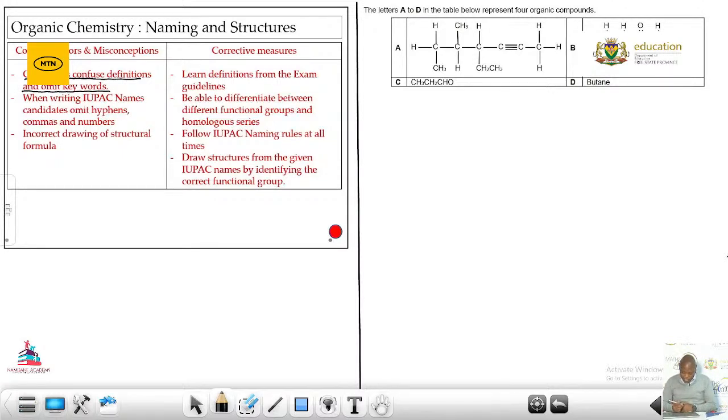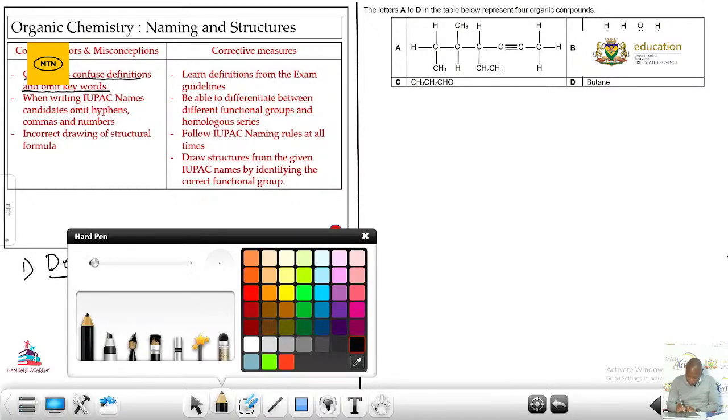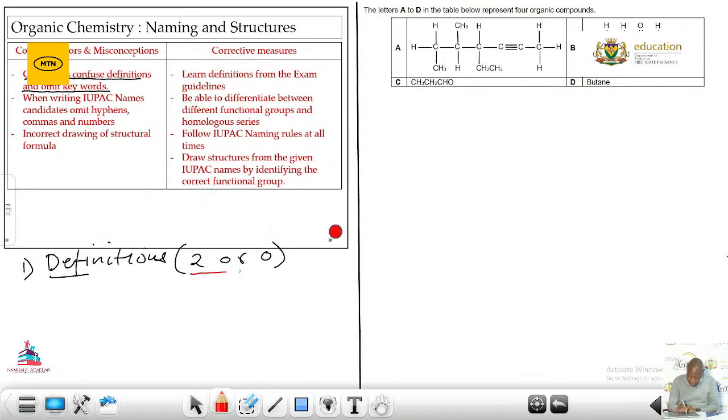Candidates confuse definitions and omit keywords in the definition. So what does this say to me? It says it is important for one to know the definitions. There isn't much to do with definitions. It's just: do not omit any key critical words, because this is now either 2 or 0 in most cases. So if it is 2 or 0, what does this say to me? You omit a keyword, you don't get a mark.